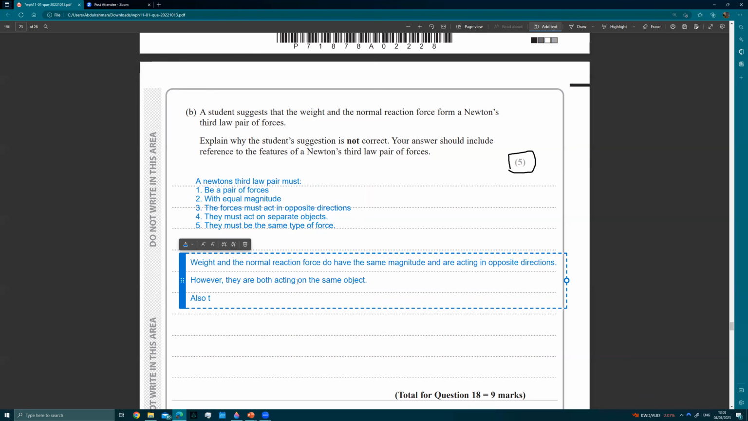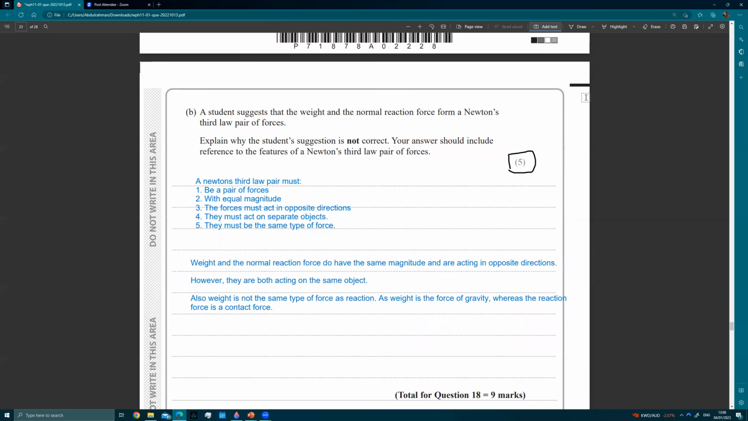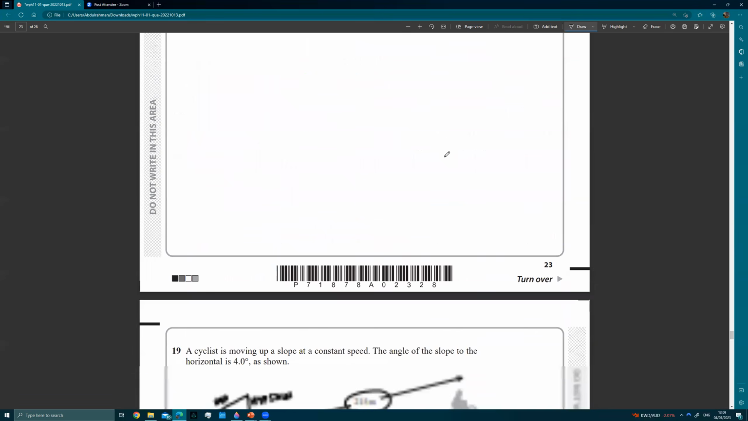Also, weight is not the same type of force as the reaction, as weight is the force of gravity, right? Whereas the reaction force is a contact force. So when two things get really, really close to each other, like the hand and the wall, the protons repel each other, and this is basically your reaction force. Don't need to know that, but this is not the same as gravity. It's a completely different type of force. So I think this will score us our 5 marks.